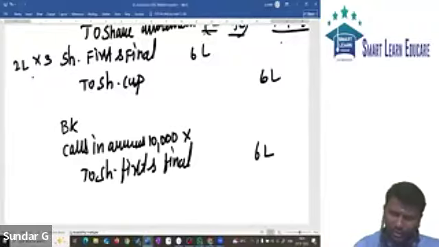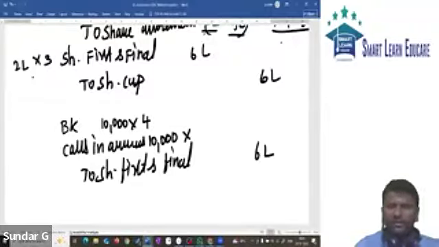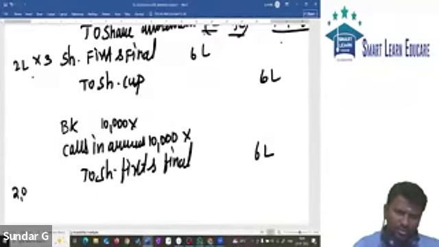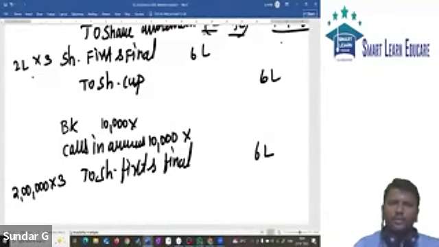On 10,000 shares, how much is received and how much is not received? Please write carefully. On the call, how much money is to be received? On 2 lakh shares, 3 rupees. 2 lakhs into 3 gives 6 lakh. Correct? Now for the calls in arrears calculation, you should not take the shares applied for. You should take the number of shares allotted.